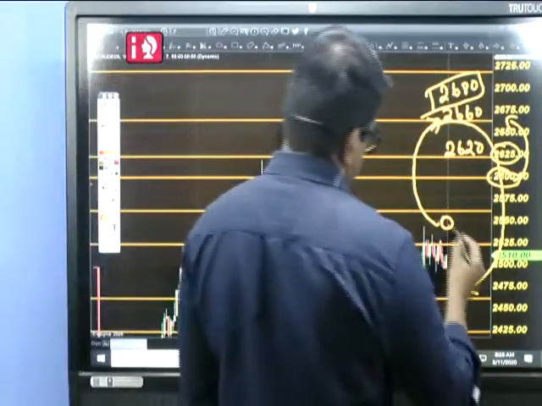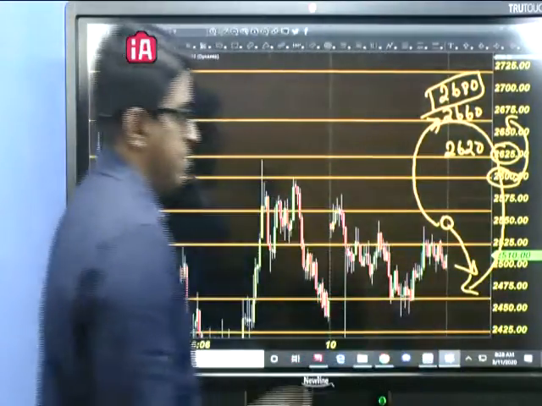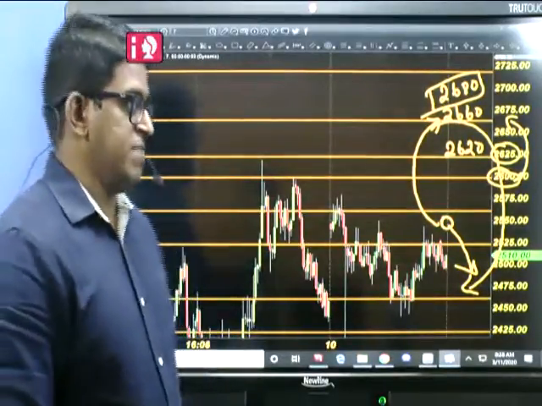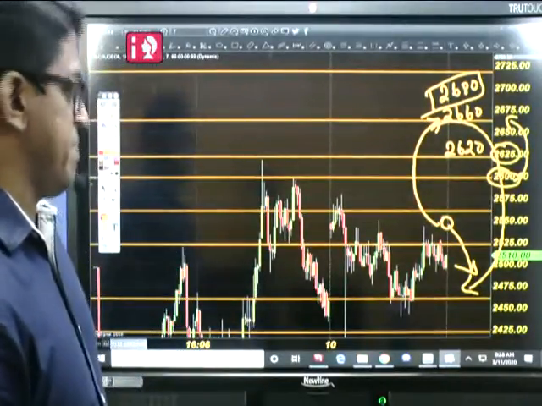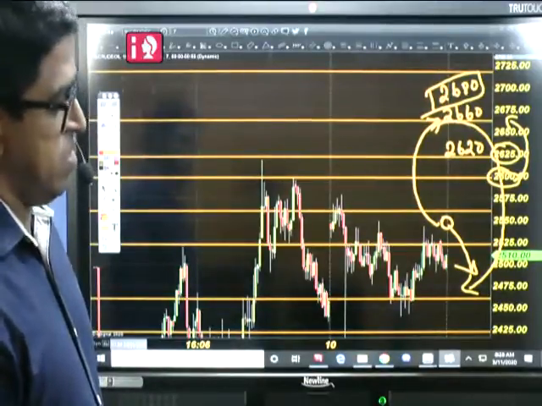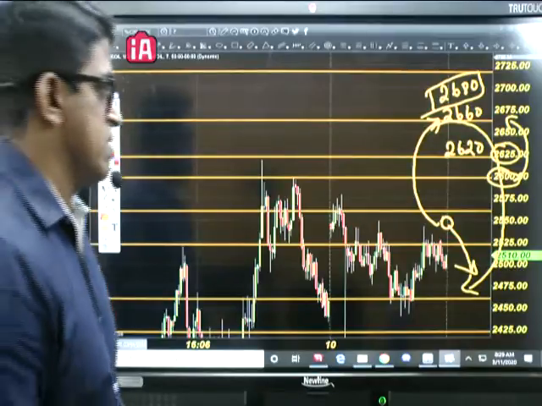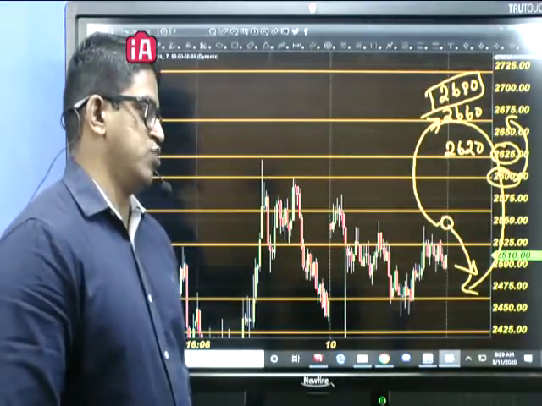Right after the opening the price can drop. Yes, anything can happen, but our view is 2600 can be the zone for selling. So till 2660 go for selling. We're placing the stop at 2680, expecting the price to come down.